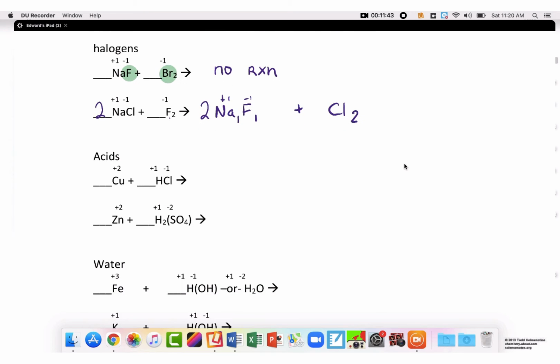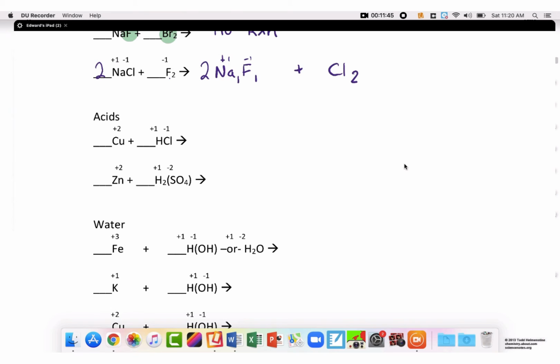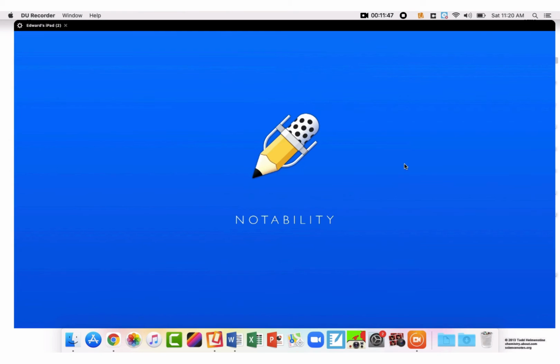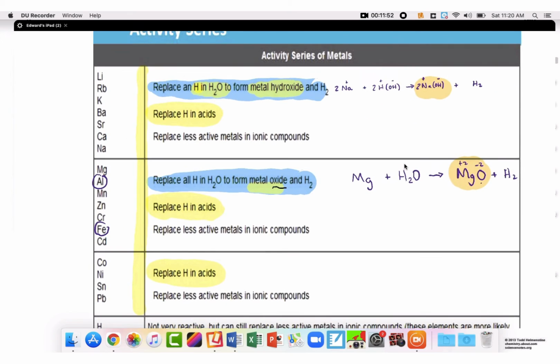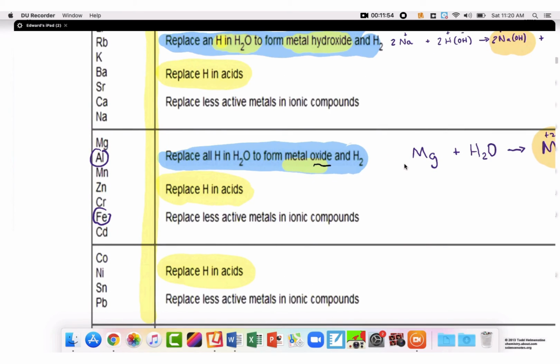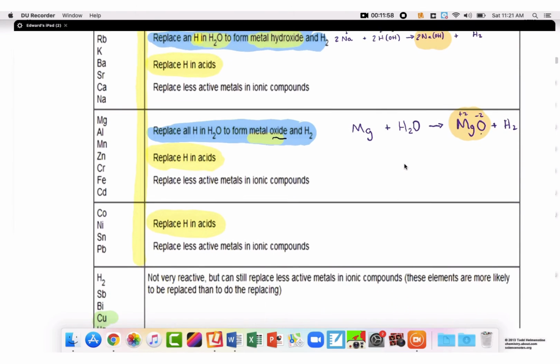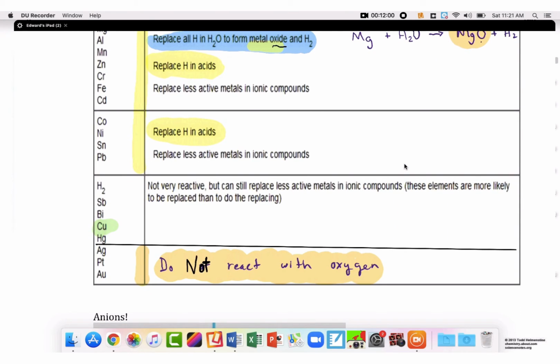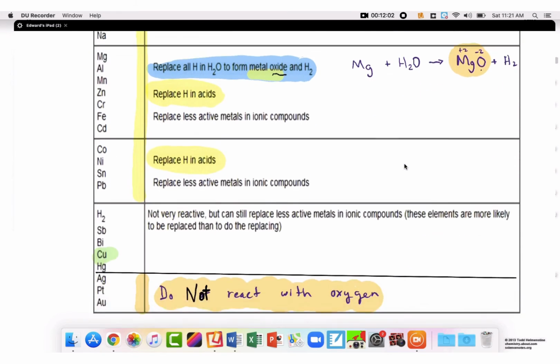All right, our next section is the acids. So you look on the chart, and acids are written in your chart. I highlighted mine in yellow when we talked about it in class. They're right there in yellow. So the top 3 sections will react with acids. Now let's look at those.